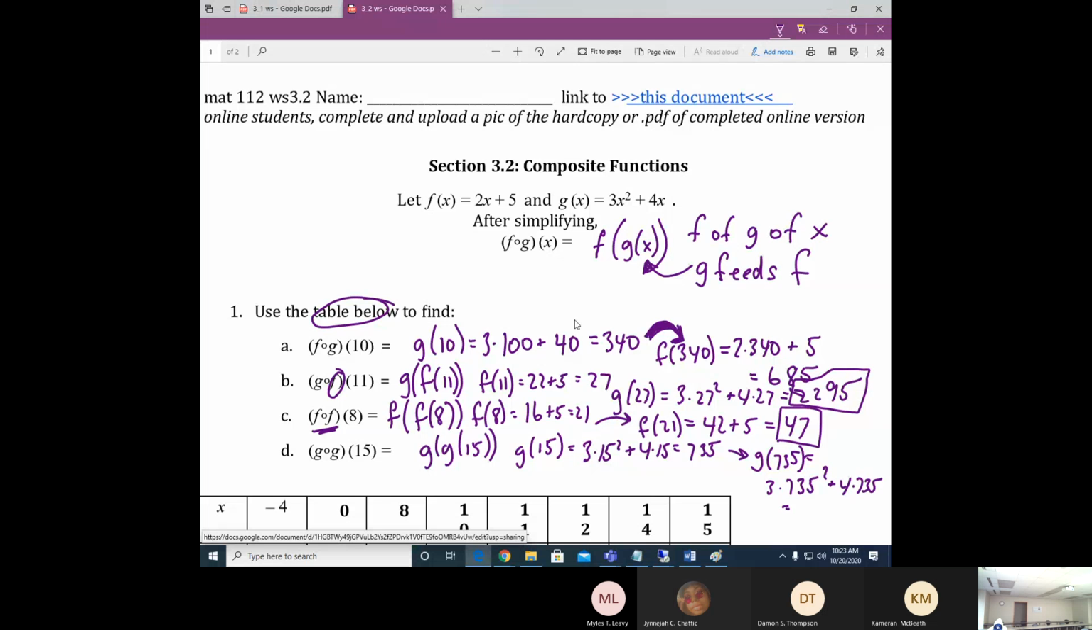So 735 times 735 times 3 plus 4 times 735 gives me 1,623,615. Now we'll do the easier way. Now that we've done that, these other problems are going to be so easy.